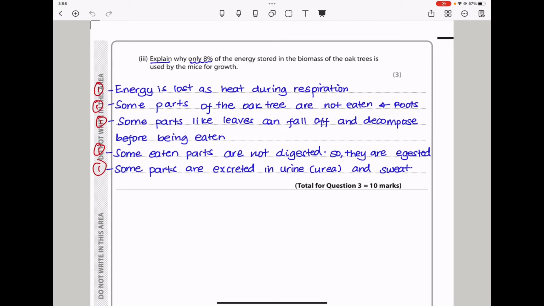Here they say, explain why only 8% of the energy stored in the biomass of the oak trees is used by the mice for growth. This is quite easy. There is going to be energy losses as well as substances that are not eaten or that are not digested. So I said energy is lost as heat during respiration. Some parts of the oak trees are not eaten. Some parts like leaves can fall off and decompose before being eaten. Some eaten parts are not digested, so they are egested. And some parts are excreted in urine like urea as well as sweat.